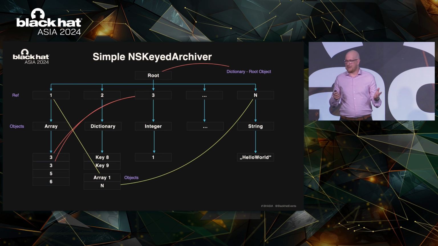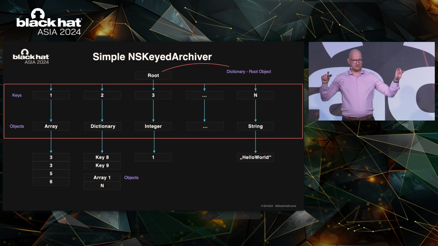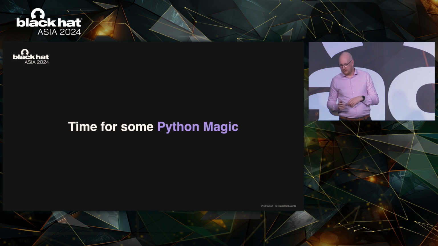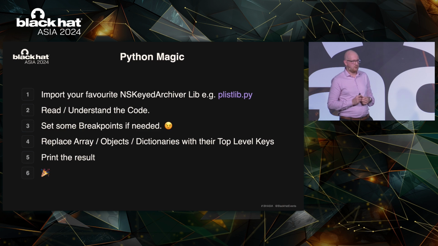So this makes it very easy for us in this particular analysis, because the only thing we need to care about is all those top-level objects. And that means it's time for some Python magic. What we essentially want to do is import your favorite NSKeyedArchiver lib, read and understand the code a little bit, set some breakpoints, and replace array objects and dictionaries with their top-level keys, and not recursively go through the file. At the end, you print the result, and that should be all.